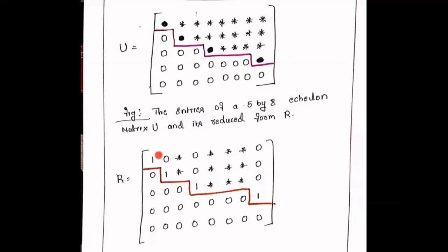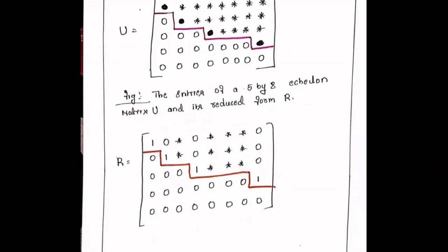In the reduced form, these pivot values should be 1. So that is what they have written, 1 1 1, and above these pivot values everything should be 0. Above this pivot element everything should be 0. This is the format of R. So this is the example.